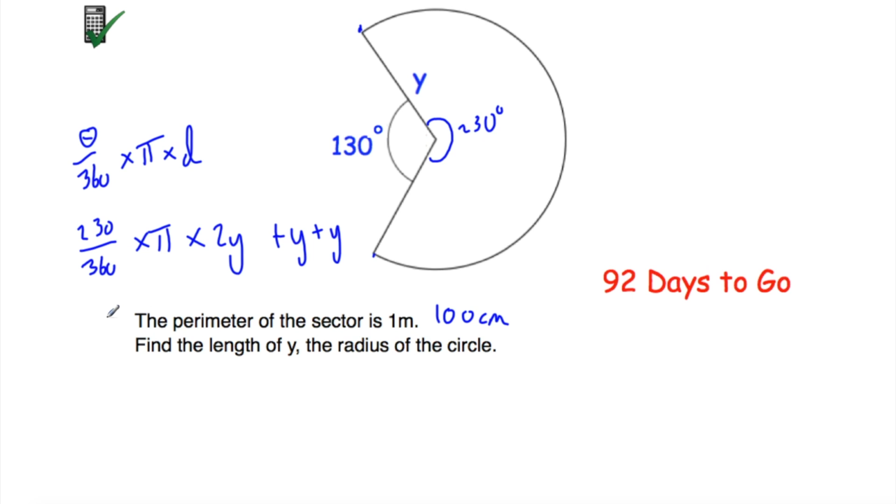So I'm going to do 230 over 360 and then multiply that by pi. And then I'm going to multiply that by 2, so multiplying everything in front of this y. And that would be equal to 23/18 pi y, if you type this part into your calculator. And then we're adding 2y, so it's going to be plus 2y. And that's equal to 100. So we've got the arc length plus the 2 radii equals 100.